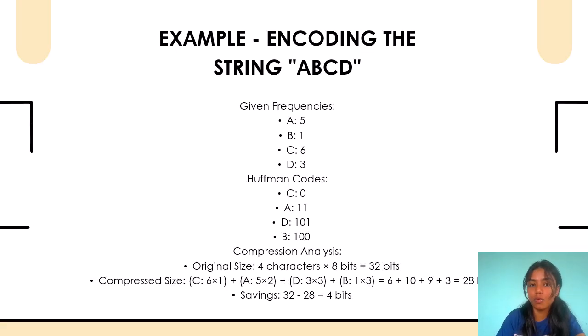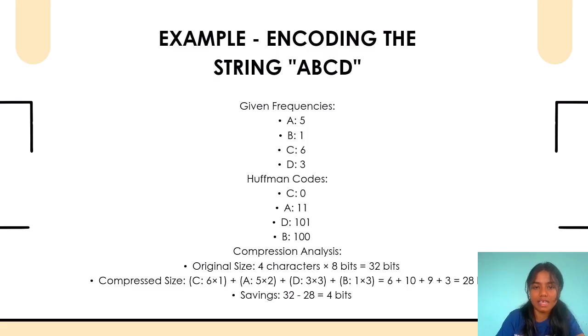Encoding the string. Let's take an example. Suppose these are the character frequencies: A is 5, B is 1, C is 6, D is 3. After building the tree, the Huffman codes are C is 0, A is 11, D is 101, B is 100. The original size, which is 4 characters times 8 bits, is 32 bits. 4 characters is the number of characters given here, and 8 bits is the normal ASCII size. So after multiplying, the original size is 32 bits.